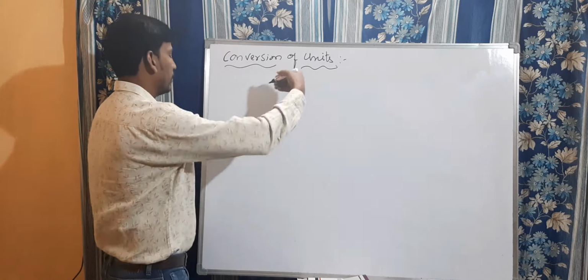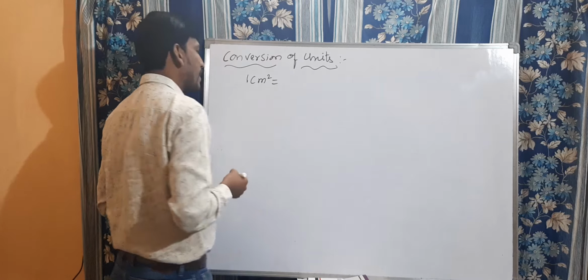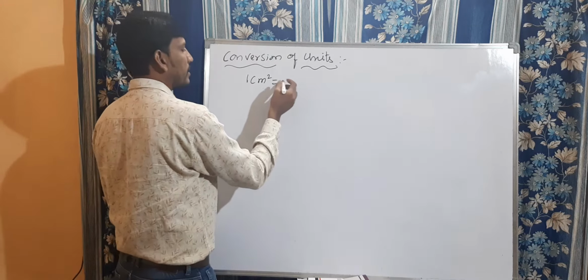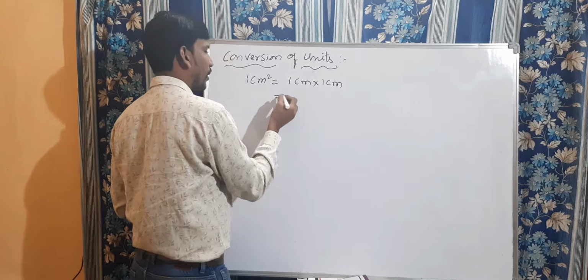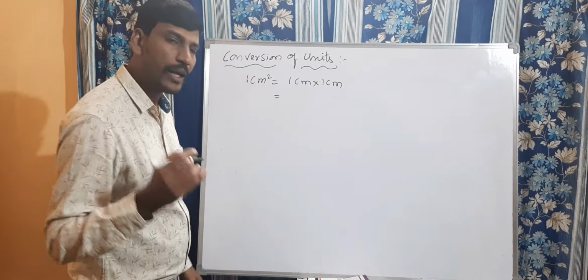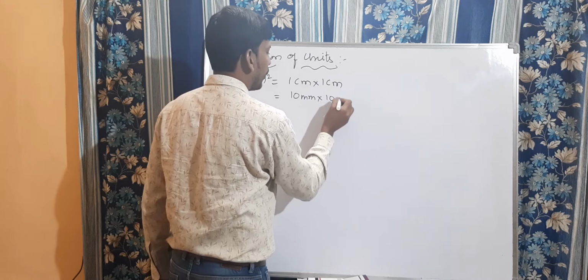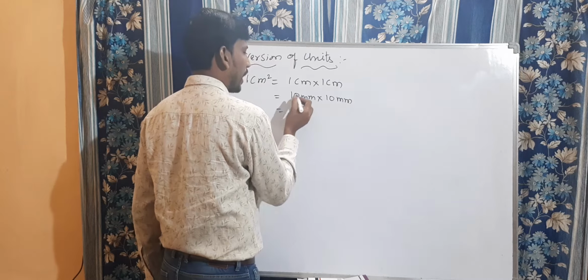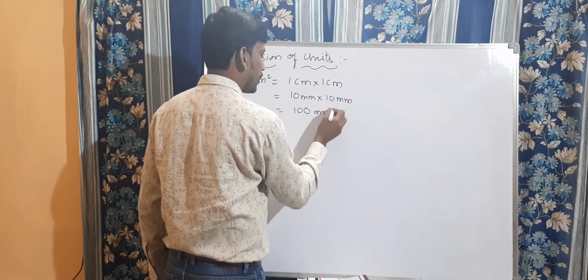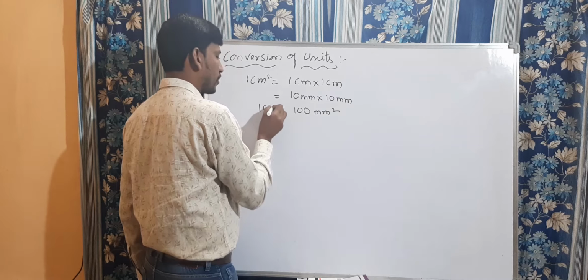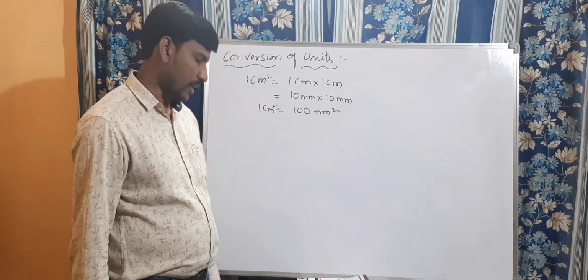Now see this here. First one is 1 centimeter square is equal to 1 centimeter into 1 centimeter. So generally we know that 1 centimeter equal to 10 millimeters. So 10 millimeters into 10 millimeters, which is equal to 10 tens are 100 millimeter square. So we know that 1 centimeter square is equal to 100 millimeter square. Right children?